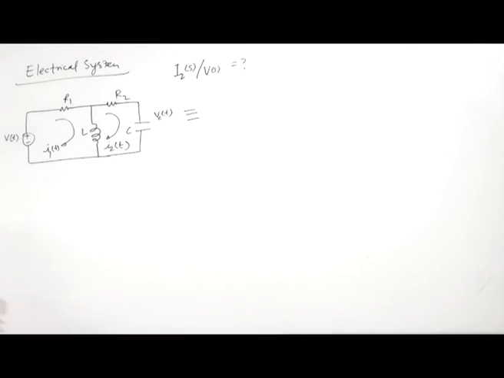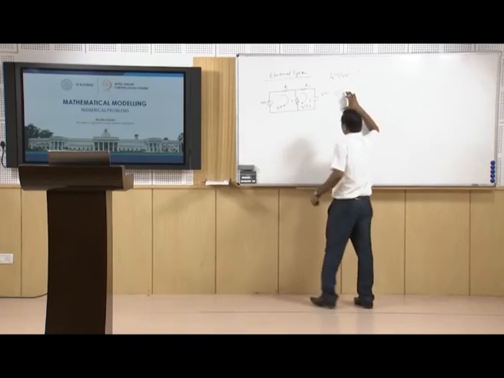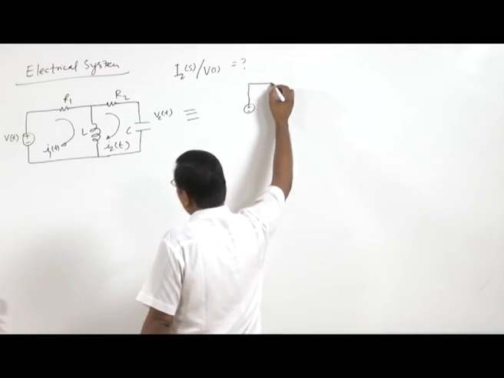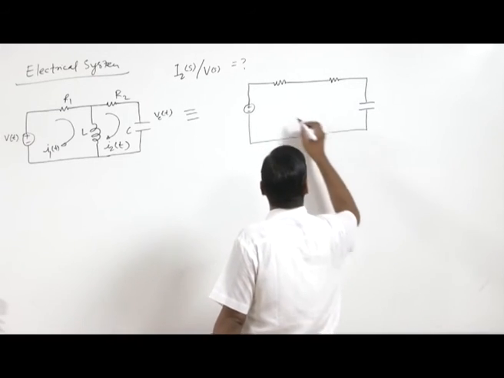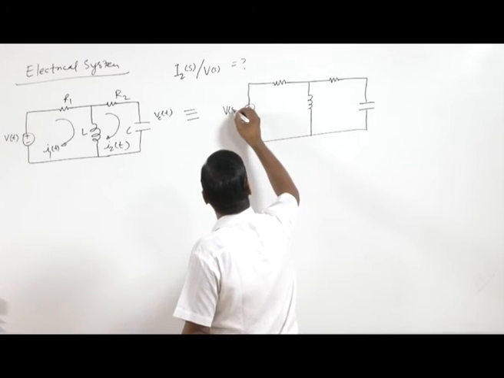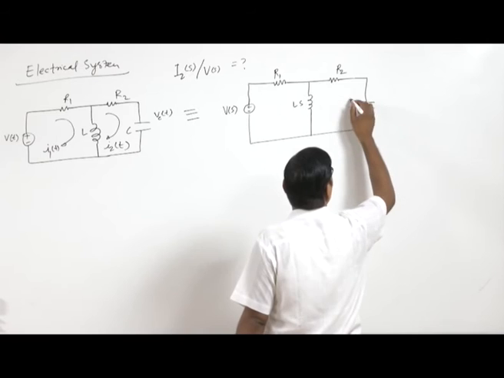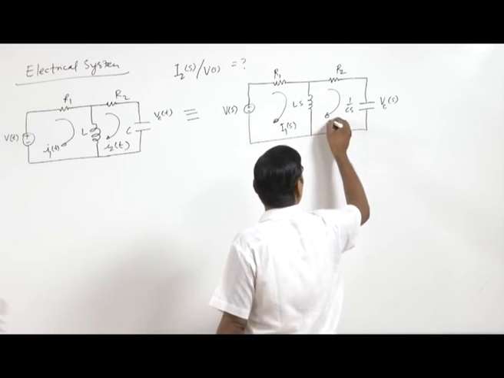We already know that for an electrical system, the capacitor has impedance 1 by Cs, the resistor has impedance R, and the inductor has impedance Ls. So, we can convert the circuit to an equivalent impedance circuit. Here is Vs, this is R1, R2, this is Ls, this is 1 by Cs, and here is Vcs. Here is I1s and this is I2s.